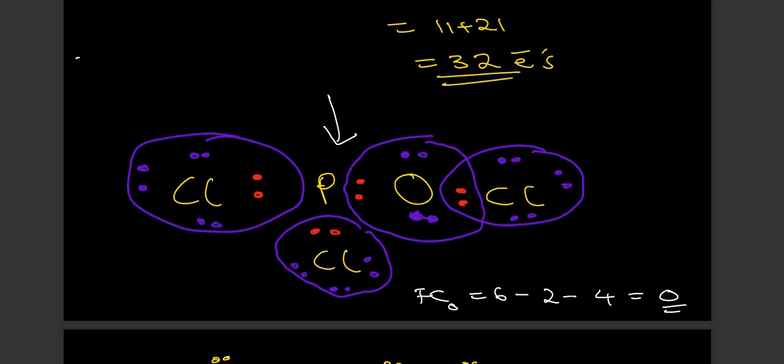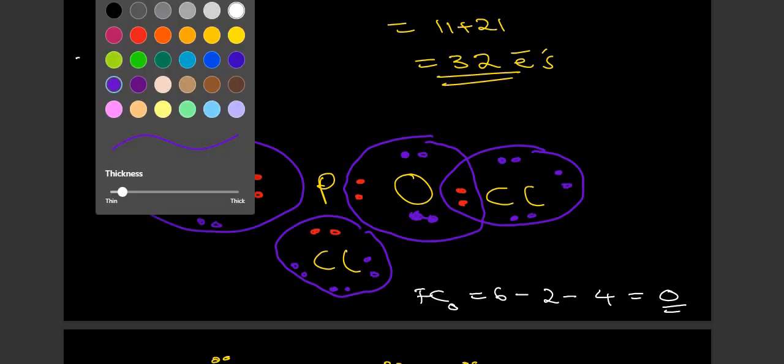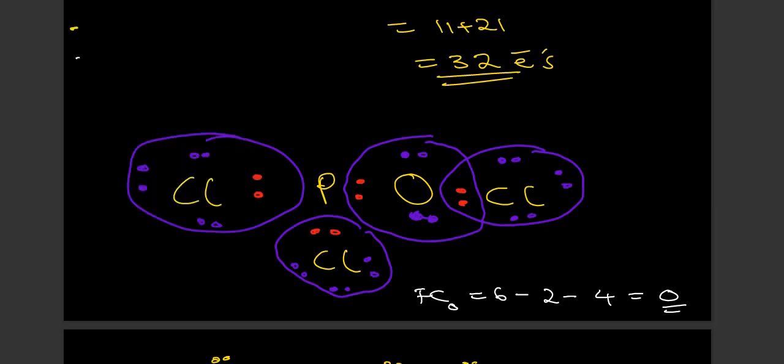So now we count the electrons. You'll notice that the electrons will never finish until the outermost atoms are satisfied. So you have something like this. This is basically what you're having. Now we count the electrons. Have we used all the 32?